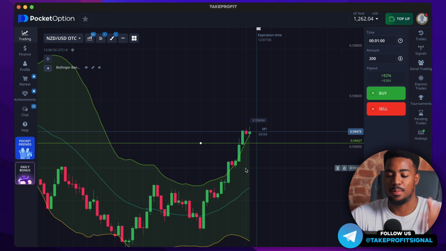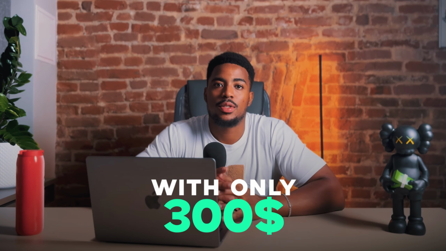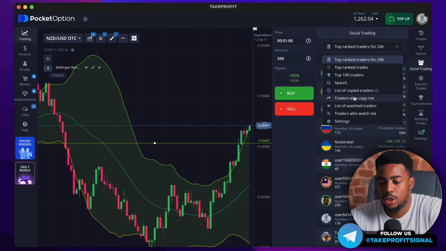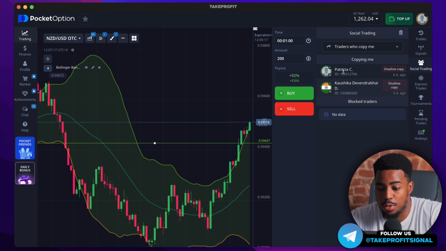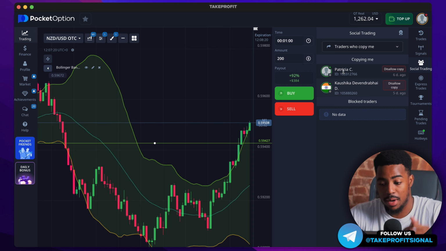Well guys, we have $1,262 in the balance. I remind you that we started with only $300, and with more or less adequate risk management, we have reached this amount and increased our balance fourfold. These people who copied my trades copied them with the same balance of $300. So their profit should be the same as mine now.